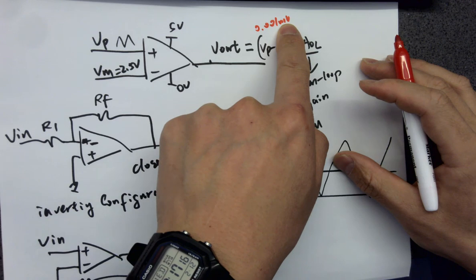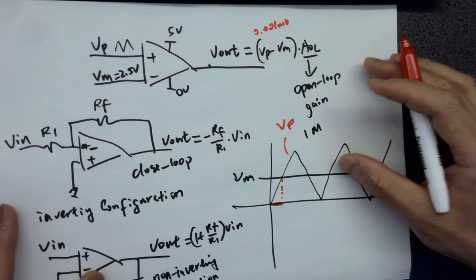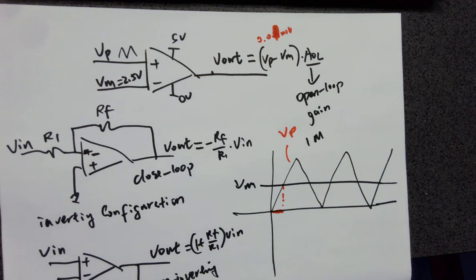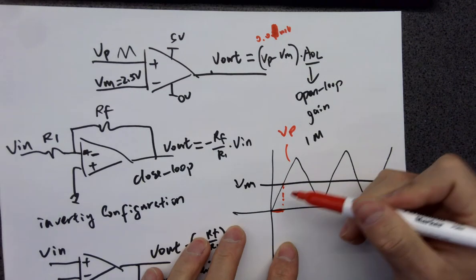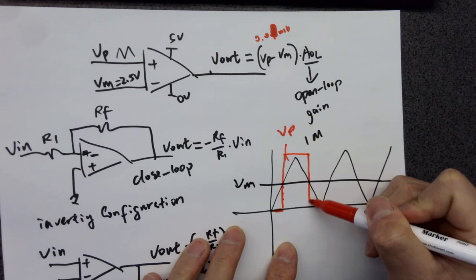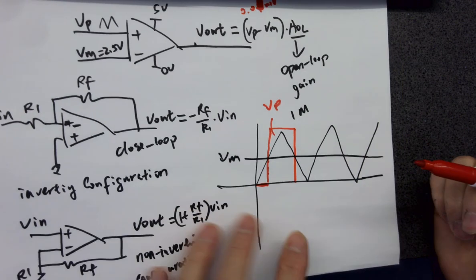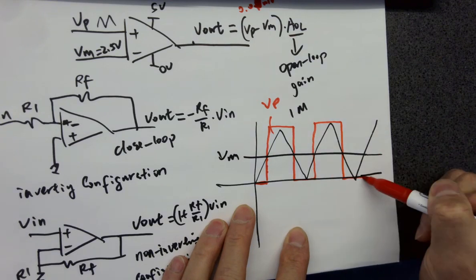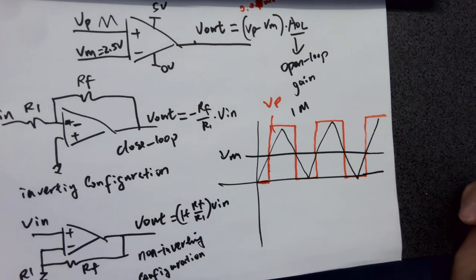For example, no, it's not a good example, like 0.1 millivolts, right? So it's going to give you like 10 volts. But do you have 10 volts to supply from the supply? No, the supply can only give you 5 volts. So eventually, it's going to saturate at 5 volts. So whenever VP is larger than VM, it's giving you 5 volts. And whenever VP is smaller than VM, it's giving you 0 volts. So that would be the comparator's output.